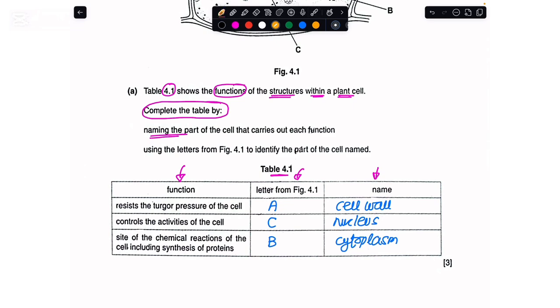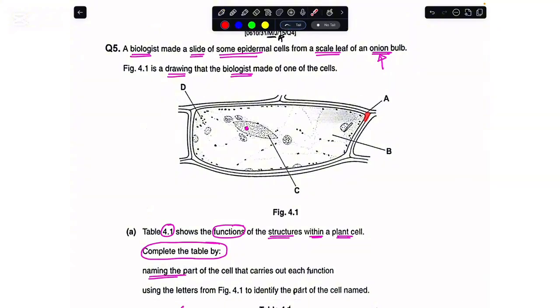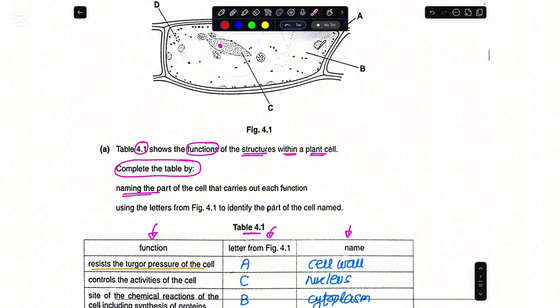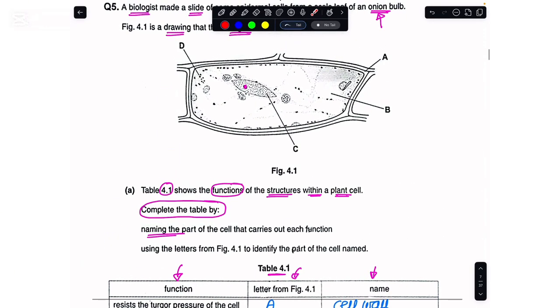So here they ask us what resists the turgid pressure of the cell. The turgid pressure is resisted by the cell wall, which we have as A, and we would say this is the cell wall. They ask what controls the activities of the cell. We know that that is the nucleus, and this was C with us.